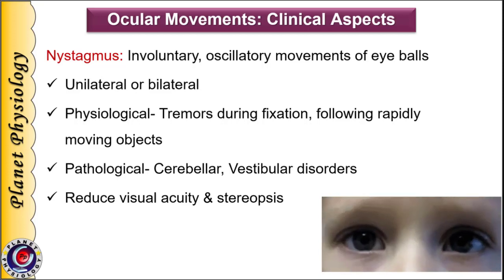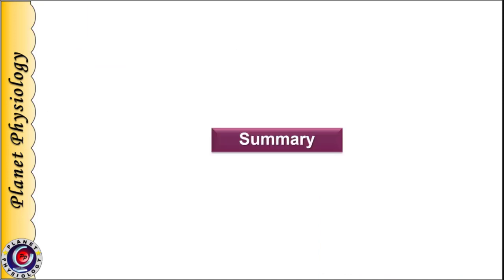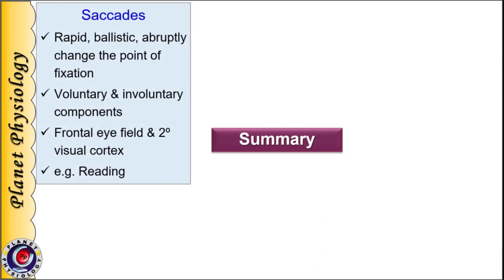So, as we have finished the topic, let's quickly summarize the important points. There are 4 types of ocular movements. Saccades are rapid ballistic movements which abruptly change the fixation point. Example, eye movements while reading. They have voluntary as well as involuntary components which are regulated by the frontal eye field and visual association area respectively.